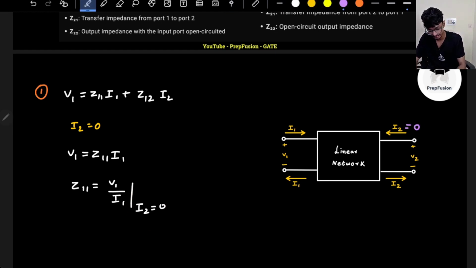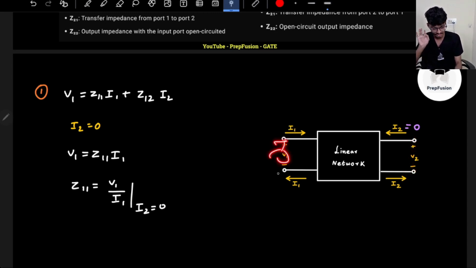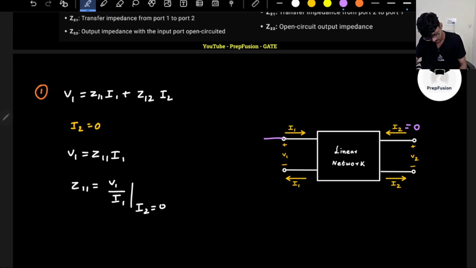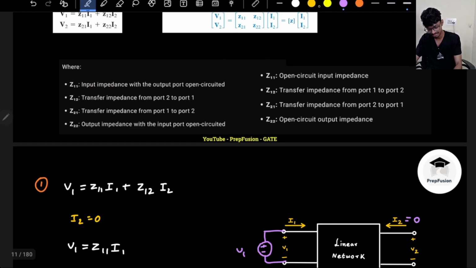Basically, what I have to do is I should not connect any load here. I should keep it open. And what should I do? I should apply a voltage here, and then measure the current. I will connect an ammeter, measure the current, and then take the ratio of the voltage and current. That will give me the parameter named Z11. As it is on the input port and we are taking the ratio of the input voltage and the input current, that is the reason why it is called input impedance.